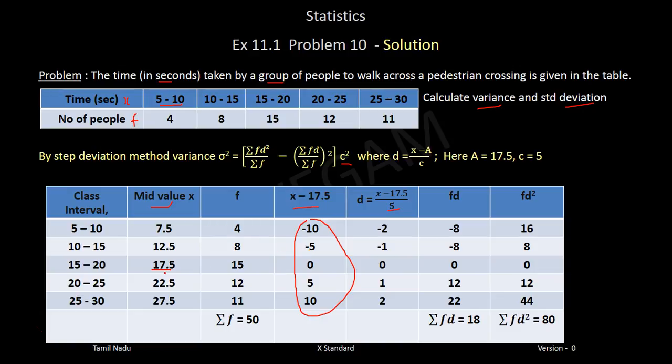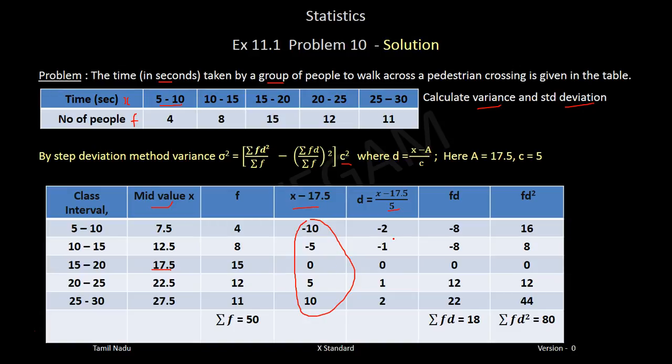That is minus 5. 17.5 minus 17.5, that is 0. 22.5 minus 17.5, that is 5. 27.5 minus 17.5, that is 10. So we have all the x minus a calculated.